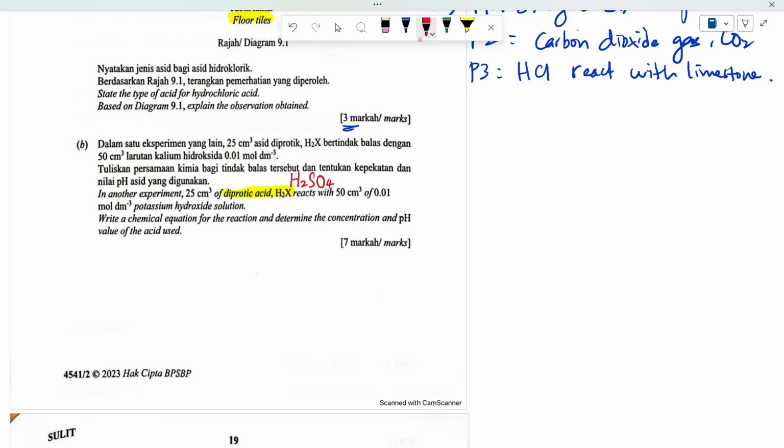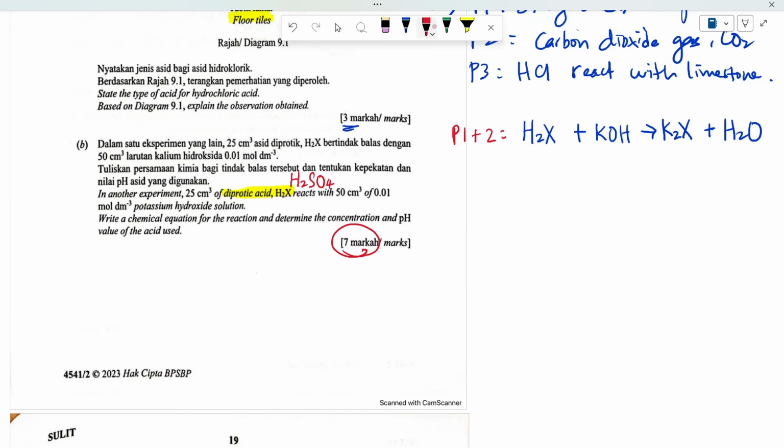First, the question: write a chemical equation for the reaction. So 7 marks here. The equation will be 2 marks already, so 0.1 and 0.2 will be the equation. For the chemical equation, you can replace with sulfuric acid, or you can just remain with H2X. So H2X reacts with what? Potassium hydroxide, KOH. Then it produces K2X and water.